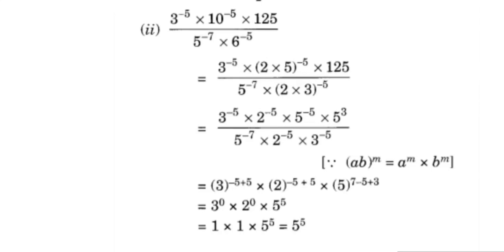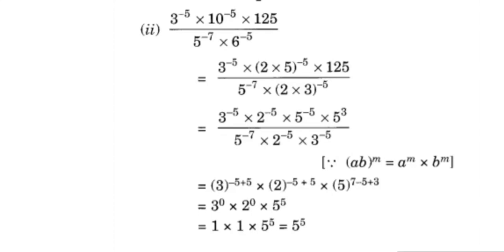Now see number 2. 3 raised to minus 5 into 10 raised to minus 5 into 125 upon 5 raised to minus 7 into 6 raised to minus 5. So see the solution. 3 raised to minus 5 into 10, we can write 2 raised to minus 5 into 5 raised to minus 5, into this 125 we can write 5 cube, upon 5 raised to minus 7, and 6 we can write 2 into 3, means 2 raised to minus 5 into 3 raised to minus 5.